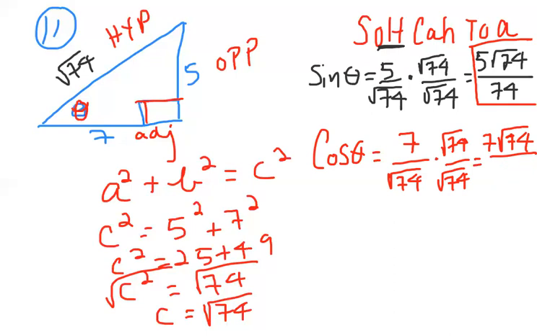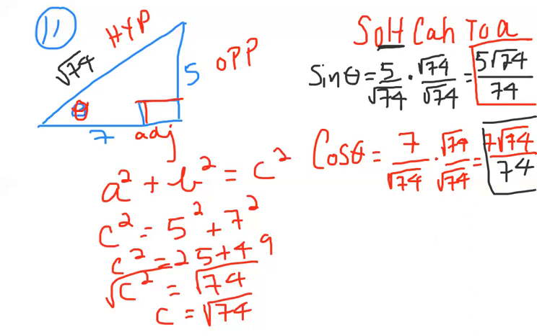When you multiply a radical by itself, whatever number's inside the radical just comes out. So in other words, radical 74 times radical 74 is the same thing as radical 74 squared. The power cancels out the root, leaving you with 74, guys. So this is the cosine of theta.